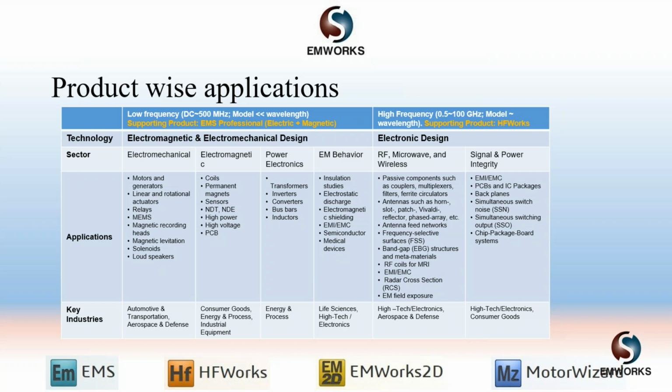We also have another product called HFWorks, which is mainly used for high frequency, when we are talking about several hundred or thousands of megahertz and gigahertz wavelength models, mainly used for RF and microwave applications. We have other webinars dedicated to this product, so I will not go over much about this. But for more details, you can always consult our website, emworks.com. So the key industries that we cover are all the way from aerospace, transportation, consumer goods, energy, high technology, as well as defense.